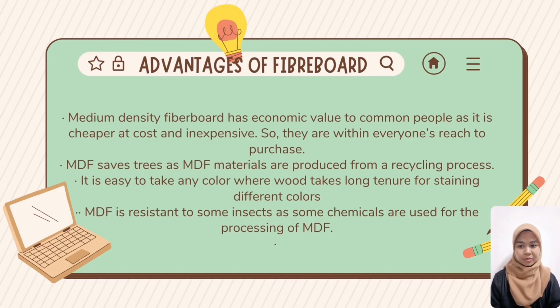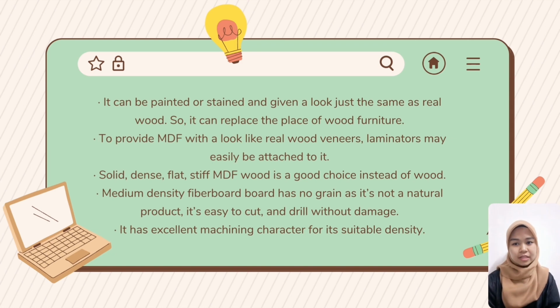The advantages of fiberboard: it is cheap and inexpensive, so it is within everyone's reach to purchase. Second, MDF fiberboard saves trees, as the materials are produced from a recycling process, and it is easy to take any color, whereas wood takes a long time for staining different colors. Fiberboard is also resistant to some insects, as some chemicals are used for processing it. It can be painted or stained and given a look just the same as real wood, so it can replace wood furniture.